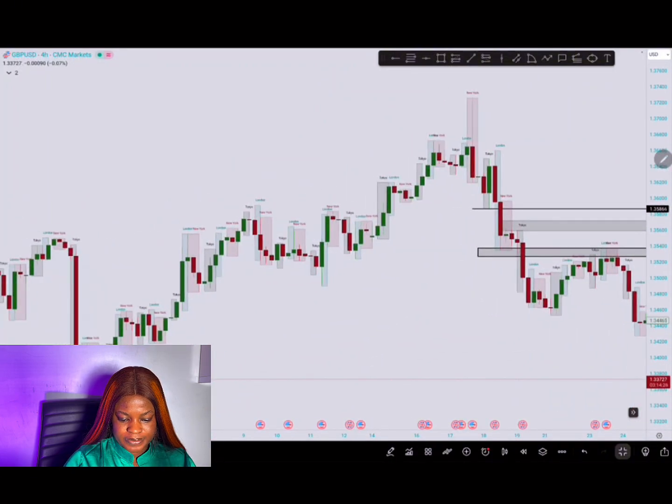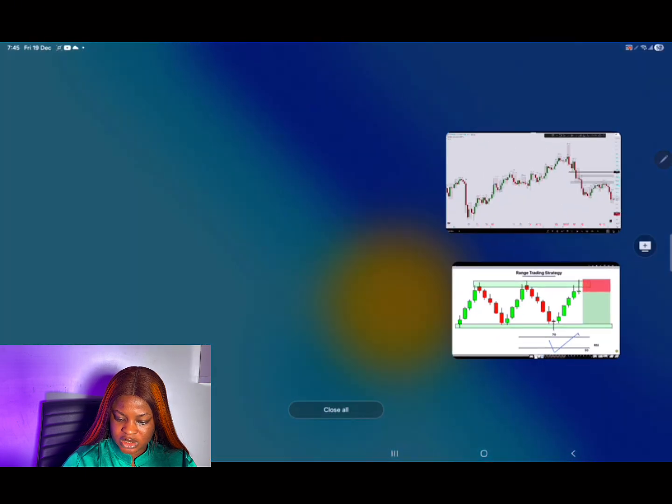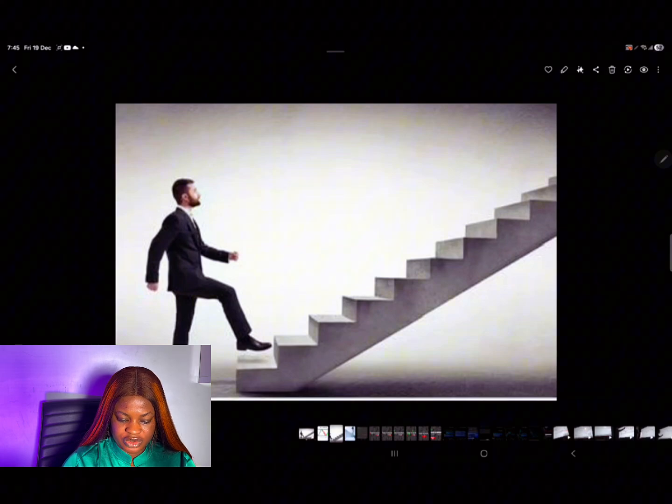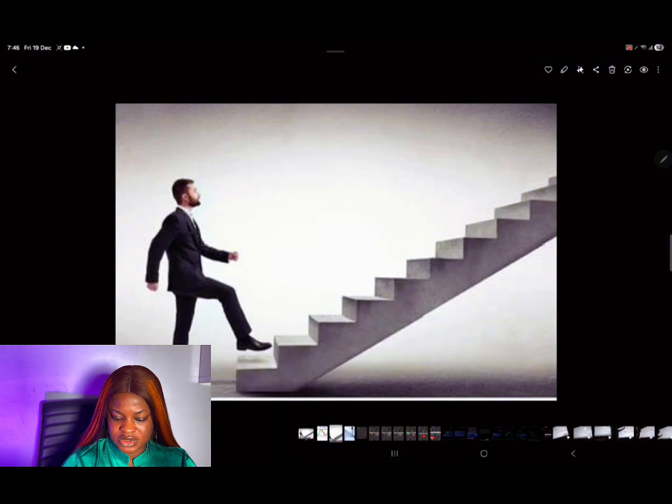So uptrend is like a staircase. You're climbing it to the top. Let's go back to the visual illustration. This is it. Uptrend is like a staircase. You're climbing it to the top. We have break of structures. It simply means buyers are in charge of the market. You want to follow the trend by trading the trend and not against the trend. So this is a photo illustration of how the uptrend looks like.